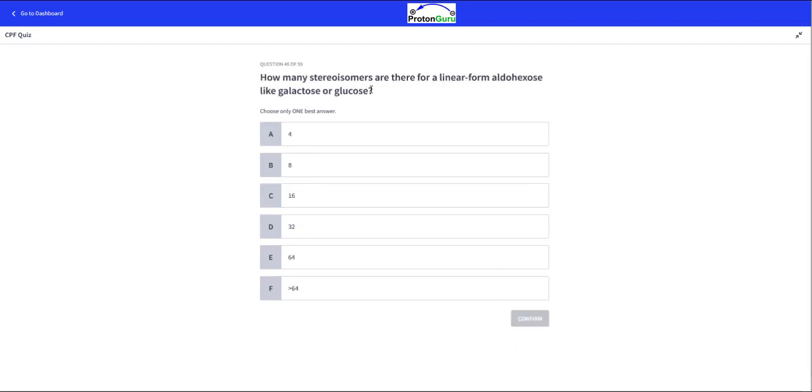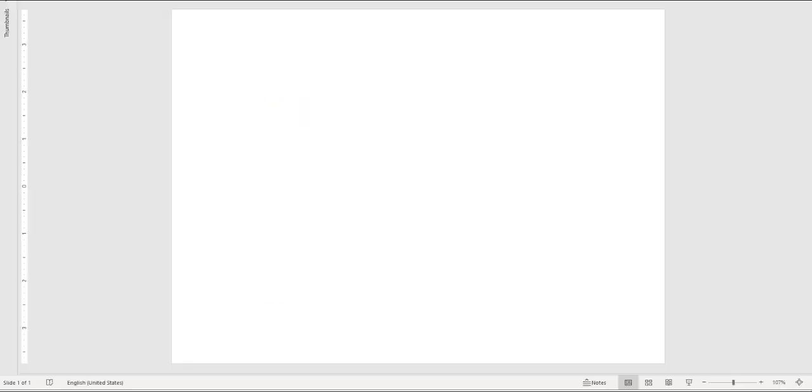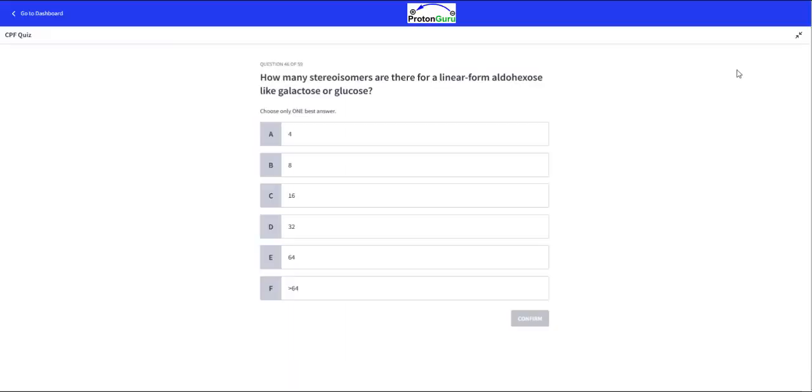How many stereoisomers are there for a linear form aldohexose like galactose or glucose? Well, the rule we need to know is that the number of stereoisomers we can possibly get is equal to 2 to the n power, where n is the number of chiral centers. So if we have an aldohexose, as we have here, we need to figure out how many chiral centers there are, and then we'll have our answer.